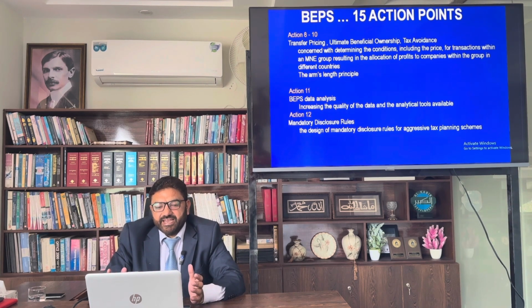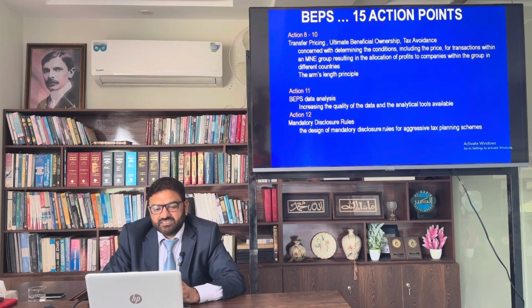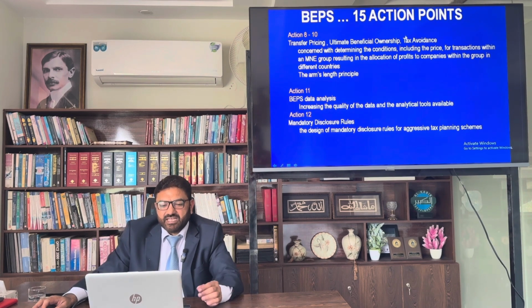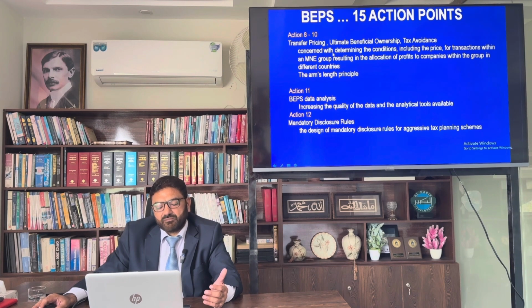And Action plan 8 to 10: transfer pricing, ultimate beneficial owner, and tax avoidance. That is concerned with determining the conditions, including the price, for transactions within the MNE group, resulting in allocation of profit to companies within the group in different countries. The arm's length principle, as I already explained, is that companies do transactions with their associates, and to avoid taxes they give benefit to their associates in different countries. Transfer pricing is also one of the things by which they transfer their profits to other countries, using tactics of tax avoidance.